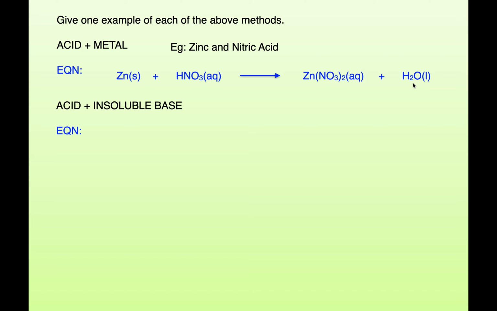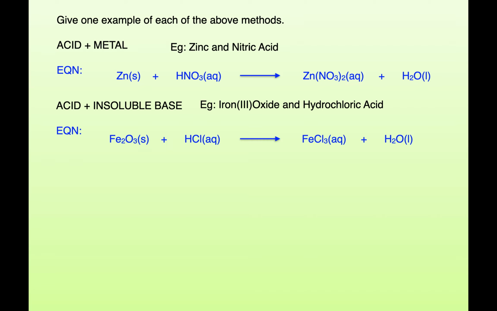Acid plus insoluble base, so metal oxide, for example, iron 3 oxide and hydrochloric acid. Stop me and you can have a try. There you go, the basic formulae. Iron 3 oxide is Fe2O3 because it's an Fe3+ ion. It reacts with hydrochloric acid to produce a chloride. You get iron 3 chloride and water. And yes, the astute among you will have noticed it still isn't balanced.